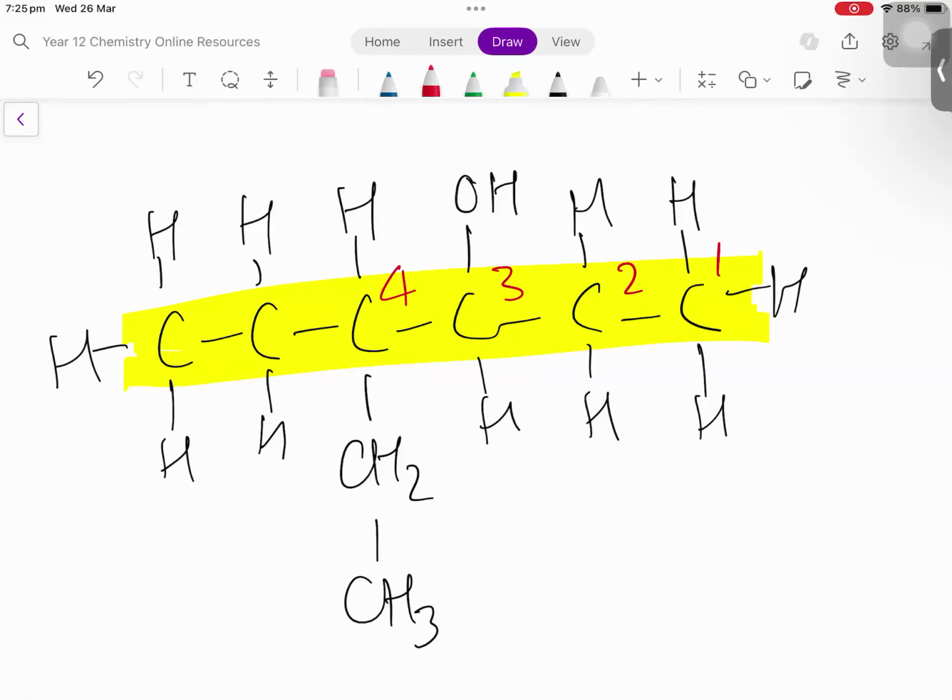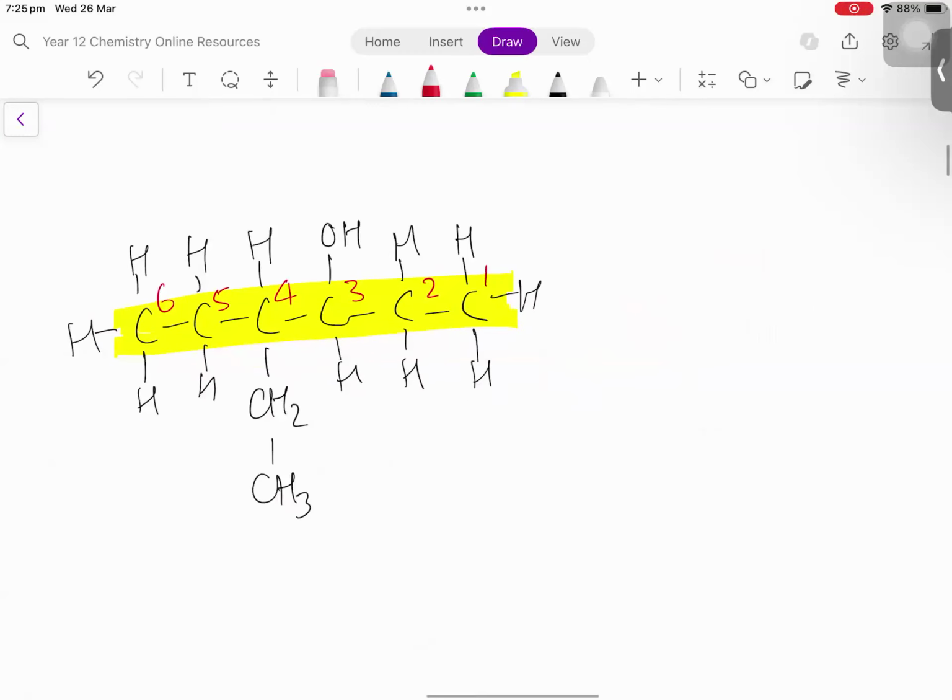2, 3, 4, 5, 6. There's 6 carbons. What's the prefix for 6? Hex. And scan my carbon chain of 6 for me, single, double, triple bonds of carbons. They're all single. What's a suffix for a single bond of carbons? I think that was a typo, hexane. So I'm talking about the single bond, which is alkane, which is hexane.